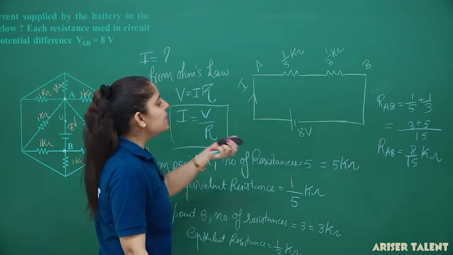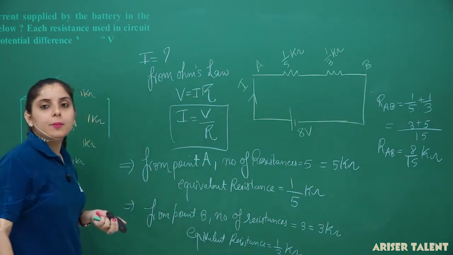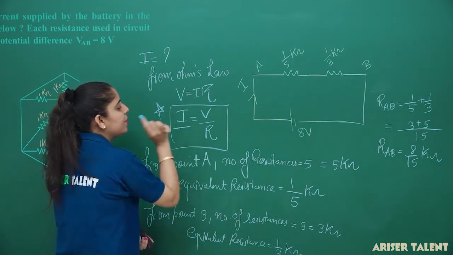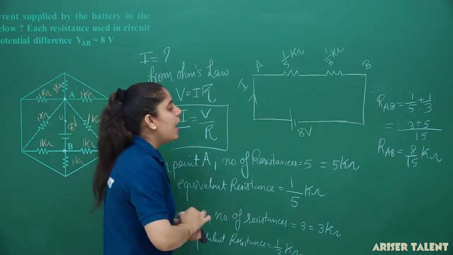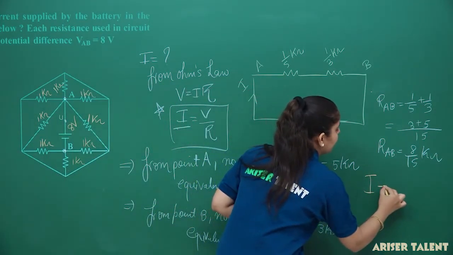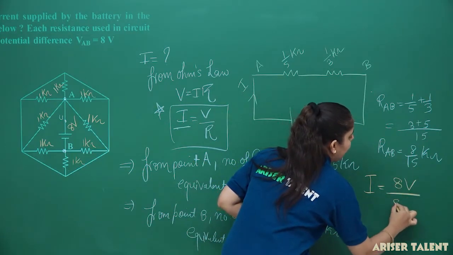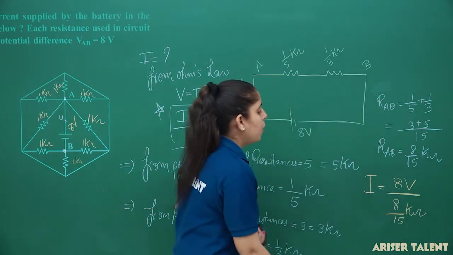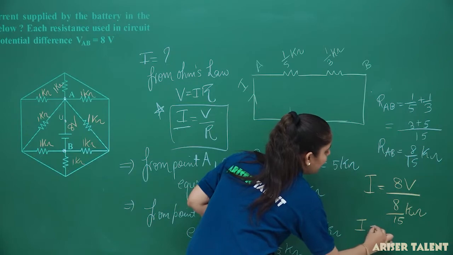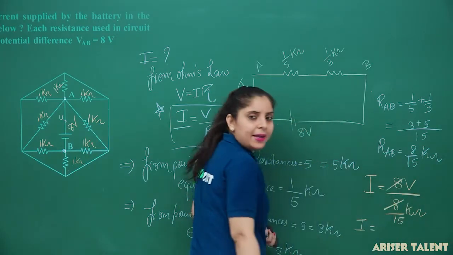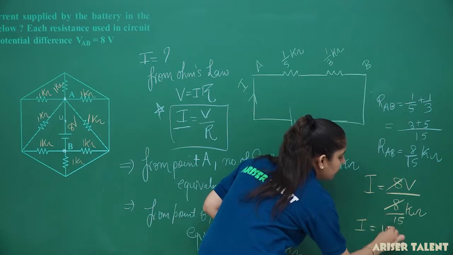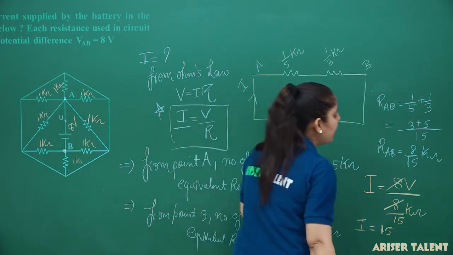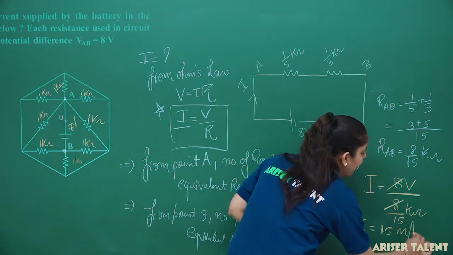So, this is our resistance and this is our voltage. And what you have to determine? You have to determine the value of current. So, applying Ohm's law, you can calculate the value of current from this equation. Now, I will be equal to V upon R. V is 8 volt and here it is 8/15 kilo ohm. Now, I will be equal to 8 cancelled by 8 and 15 will be shifted in the numerator. Now, the value of the current came out to be 15 milliampere.